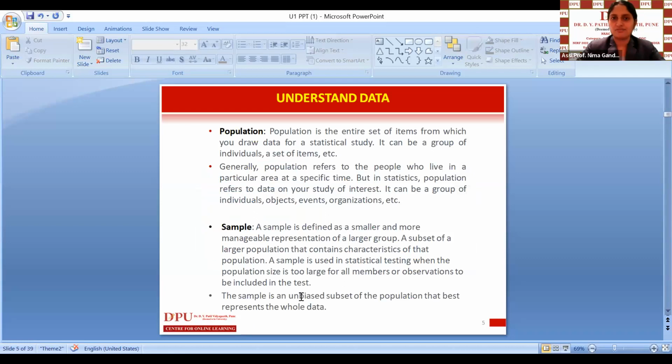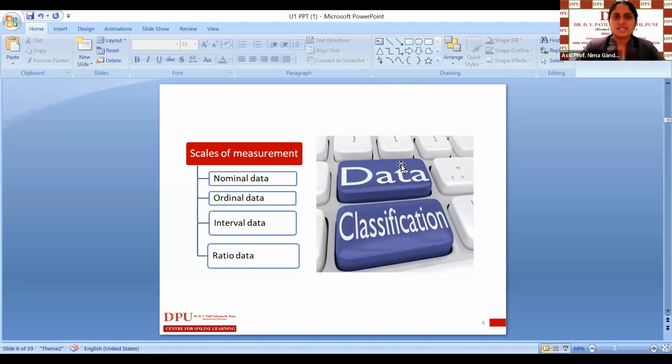This is slide 5. I have explained to you the population and sample. Now I'm on slide 6. Scales of measurement means these are the measurements, how you measure the data. Scales means scales. This is the term we use in statistics. So you have nominal data, ordinal data, interval data, and ratio data.